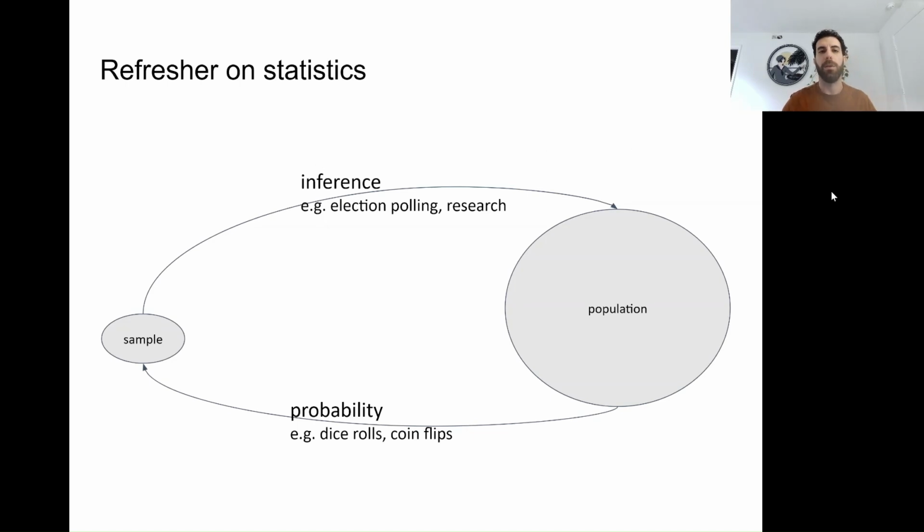So let's start with a little refresher on statistics and what it means. The general idea is you collect a smaller amount of data, which we refer to as the sample, to make inference on a larger population, right? And this principle is going to be really important as we talk about confidence intervals.